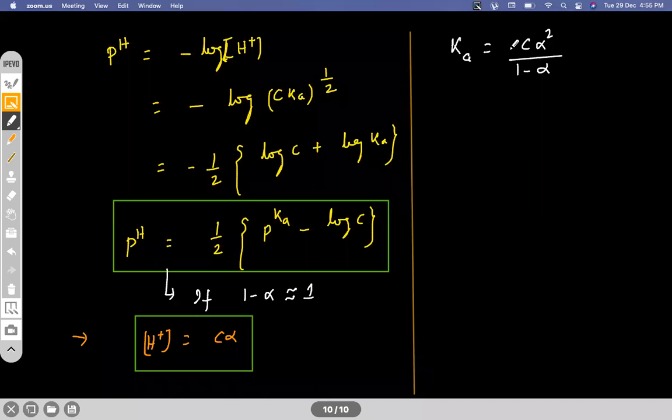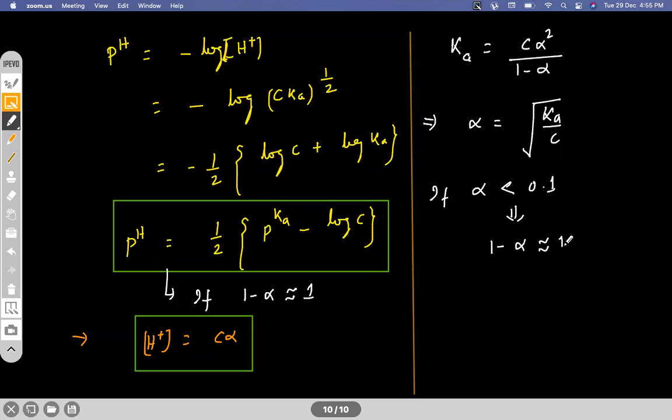What is that condition? I'll tell you. You need to find out alpha from this formula. Alpha is equal to the square root of Ka by C. You've just derived the formula of alpha from Ka is equal to C alpha square. So whatever question is given, you find out alpha with this formula. If the value of alpha you are getting is less than 0.1, then under this condition, we can have this assumption, 1 minus alpha equals 1.